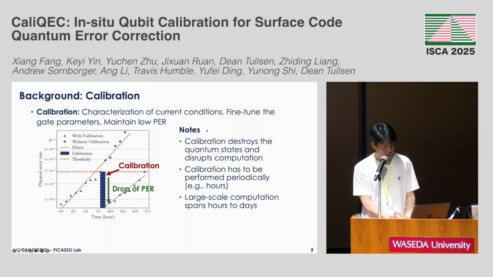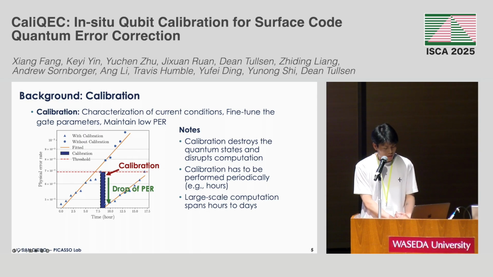So here are a few key takeaways. The first is that I want to emphasize that during this characterization stage, calibration will perform some specific operations on the qubits to try to extract information. That will destroy the quantum states and disrupt the ongoing computation. So the standard approach is that during calibration, we just don't perform any quantum computation. The second thing is that calibration has to be performed periodically, like every couple of hours, because you can see the physical error rate drifts consistently.